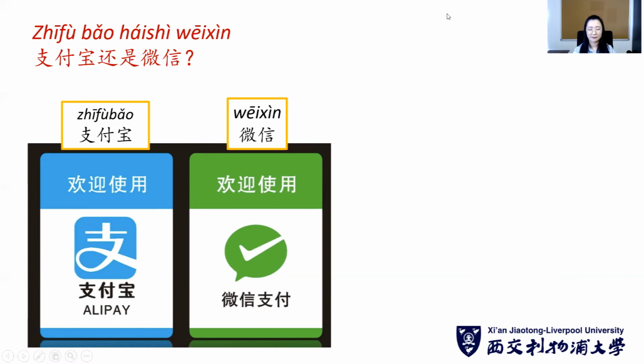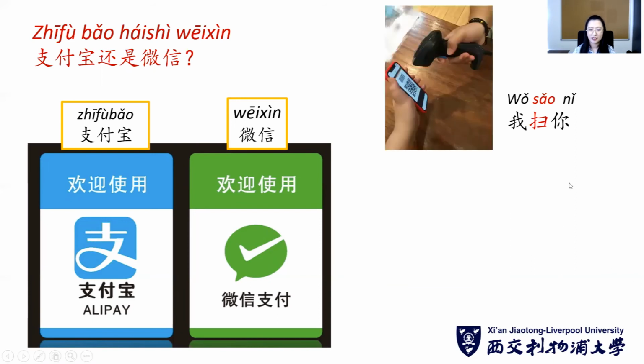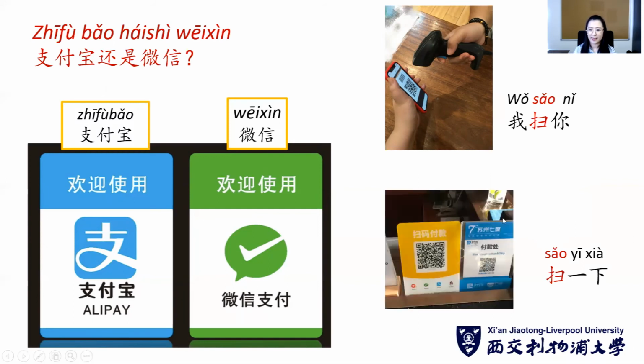Then you will hear one of two sentences. If you hear the seller say 我扫你, which means you need to show the seller your QR code, prepare your QR code. But if you hear the sentence 扫一下, then just open your camera and find the QR code to scan it. Do you know how to pay the bill with Alipay and WeChat Pay now? Okay, very good. I believe you can do that.